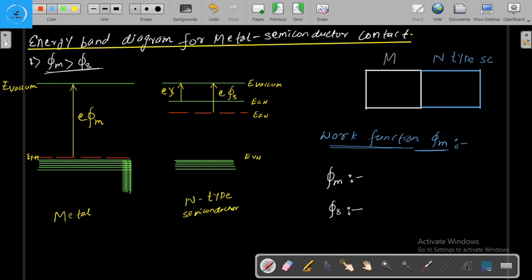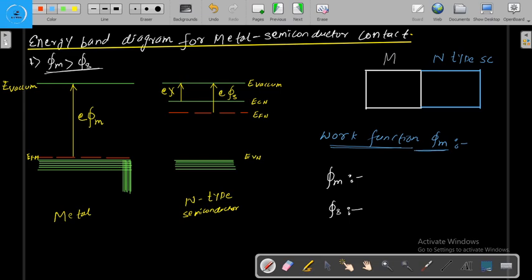Here we knew about three things. If a junction exists between the metal and any type of semiconductor, either n-type or p-type, then the movement, or flow, of the electron from metal to n-type semiconductor, or from n-type semiconductor to metal, through the junction totally depends upon the work function of the metal and the work function of the semiconductor.